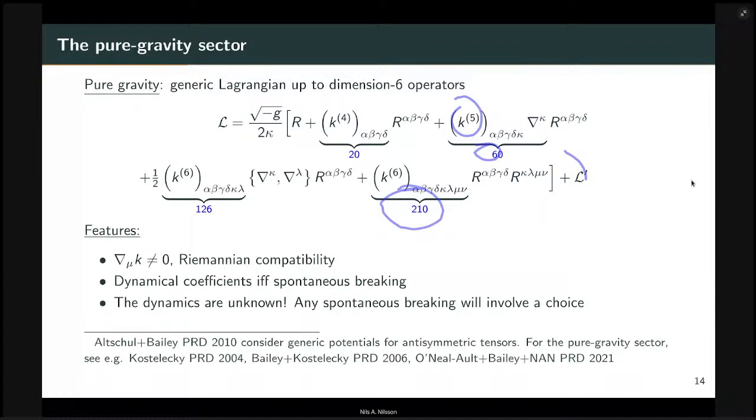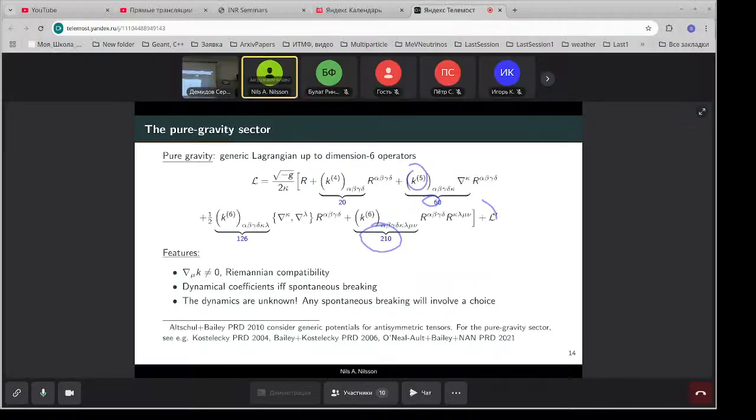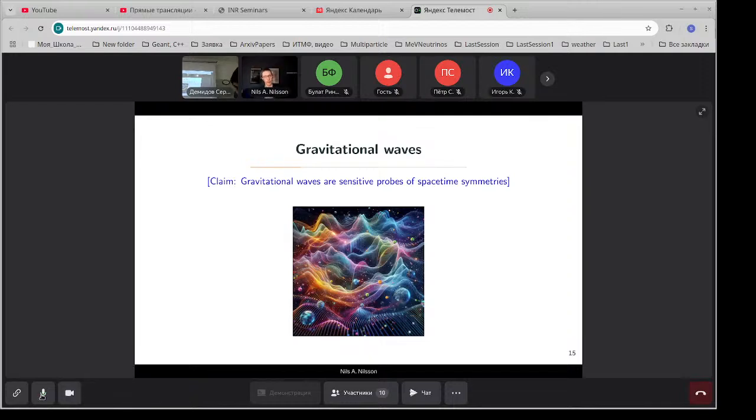And so if I really want to find a strong gravity model, I need to pick some way to represent this EFT. And then I need to somehow constrain this with some experiment. And one of those very good ways to constrain spatial symmetry is gravitational waves. And I claim here that they are very sensitive probes of space-time symmetry.